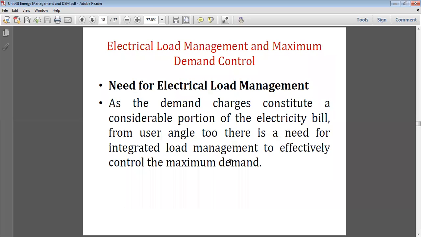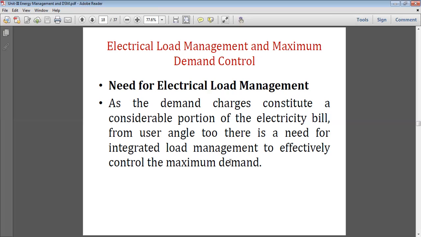Now, electricity load management and maximum demand control. So why is it important? Because in any type of electric bill, especially for industries or consumers who consume more than 20 kilowatt, there are two major parts of the electric bill. One is the demand charges, and the second is the energy charges. Energy charges are nothing but the actual energy consumed by the consumer, whereas the maximum demand occurs in the factory or premises depending upon the number of loads working simultaneously in the same period.